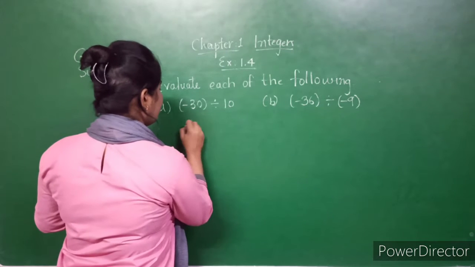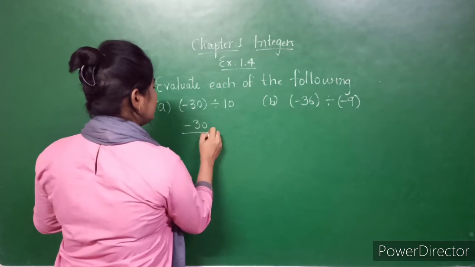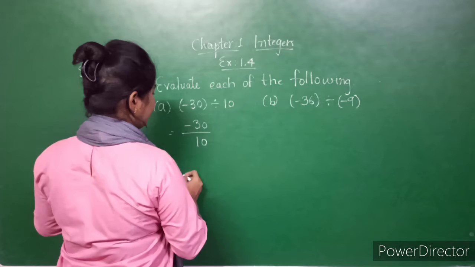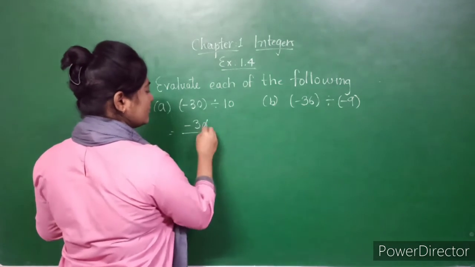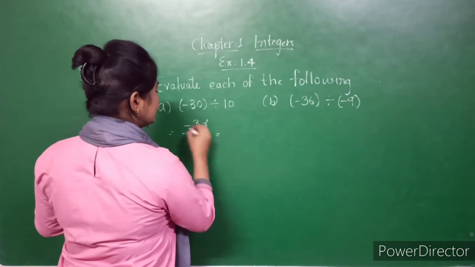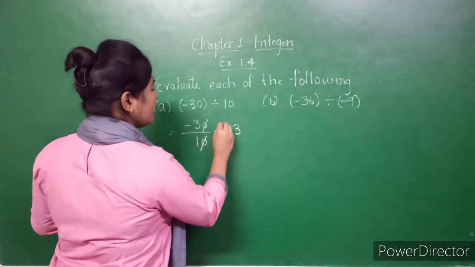So let's check minus 30 divided by 10. So here 0 and 0 it will be cut. So it is minus 3 is the answer.